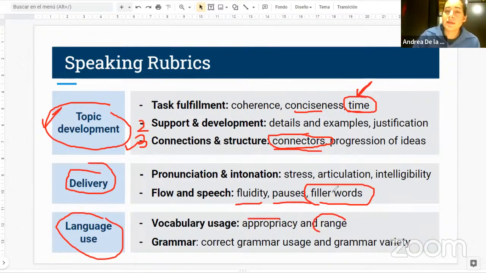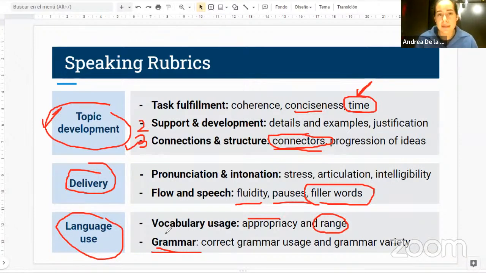And range basically means how much vocabulary you show, right? Is it the vocabulary of a basic student? Is it the vocabulary of an intermediate student or an advanced student? And grammar, well, it has to do with having the correct grammar structures. So not making too many mistakes in regards to grammar, and also showing some grammar variety. Well, that basically means that you use different types of sentences, that you're not only using basic sentences, right?